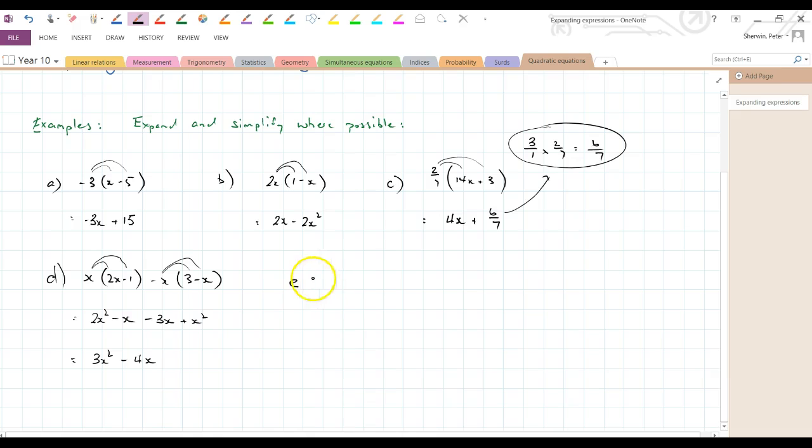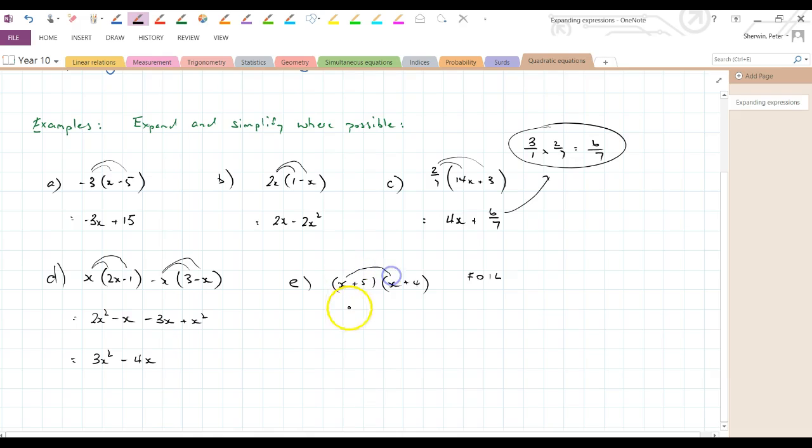Okay, example E. Now this is a binomial product, so x plus 5 by x plus 4. We did some of these with the surds. Remember, it's like FOIL: first, outside, inside, last. Just to remind you, there are 4 pairs of products we need to find here.